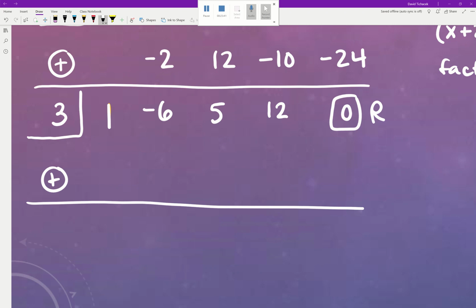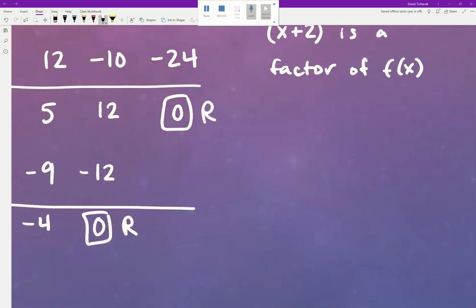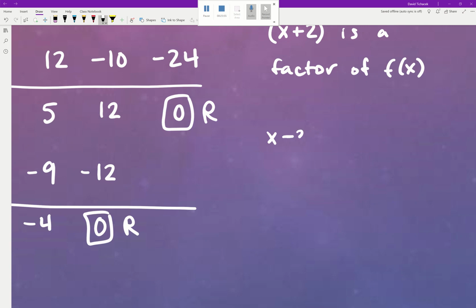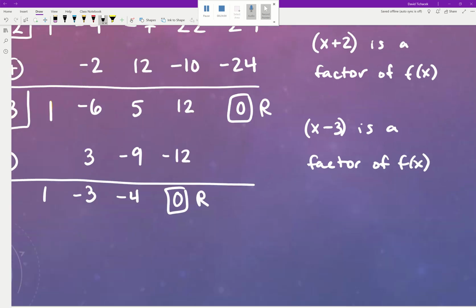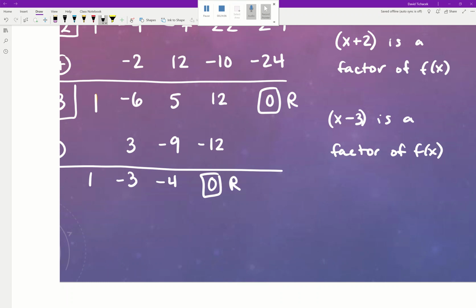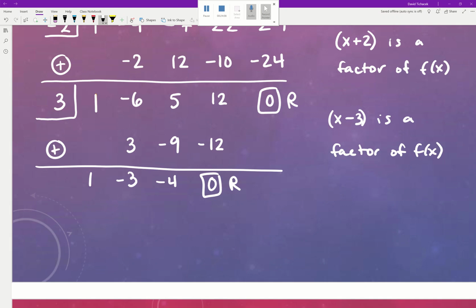So we'll drop the 1, and then multiply, and then add, and then multiply, and then add, and then multiply, and then we do definitely see that we get a remainder there of 0 as well. Okay, so that is enough to show that x minus 3 is a factor, and again, that's by the factor theorem. If the remainder is 0 after synthetic division, then what we have here is an algebraic factor. Okay, and then what we are left over with here is a 1, a -3, and a -4, and so we're going to interpret that as the rest of our factorization.